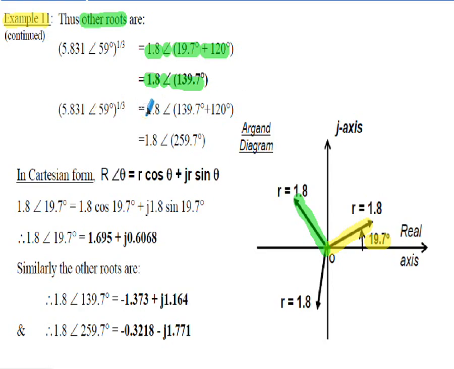And the third root will be 1.8 argument 139.7 degrees plus 120 degrees, so 1.8 argument 259.7 degrees, which will be this phasor here. So those are our three roots required when we're taking the cube root of 5.831 argument 59 degrees.